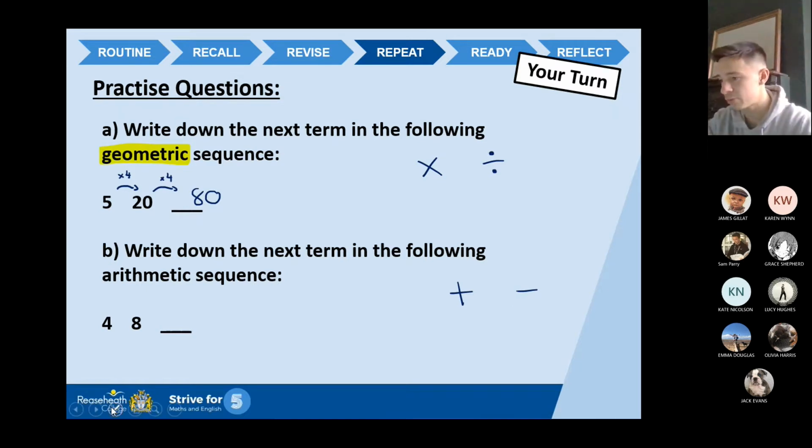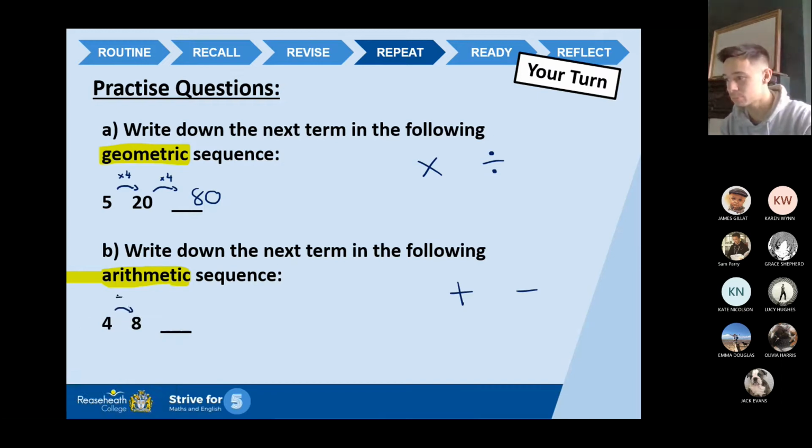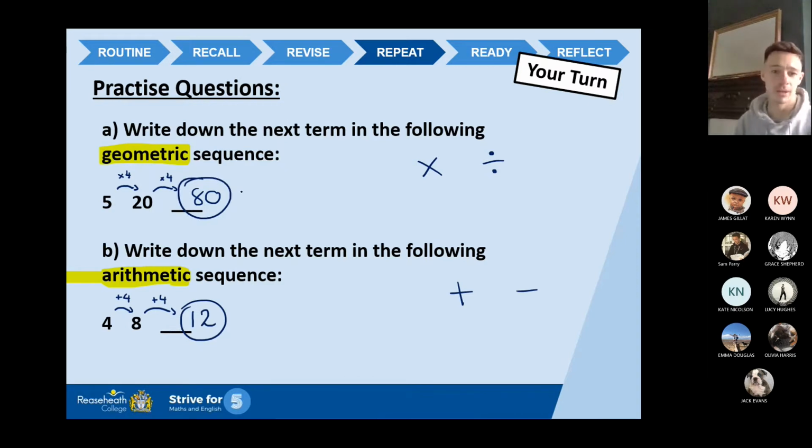Let's bring our attention to the next question for B. Write down the next term in the following arithmetic. Right, here we go. Let me highlight that, arithmetic. So that means the gaps are the same. So if this is 4 up to 8, well, I'm adding 4 this time. And what do I need to do to get to the next number? I add 4 again. 8 add 4 is 12. They are my two answers.